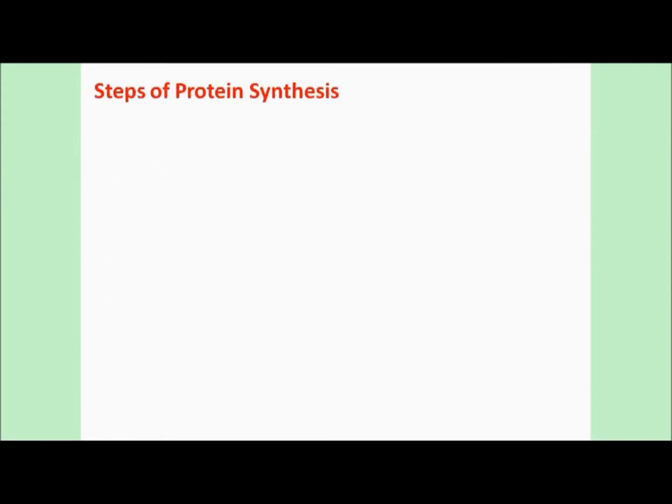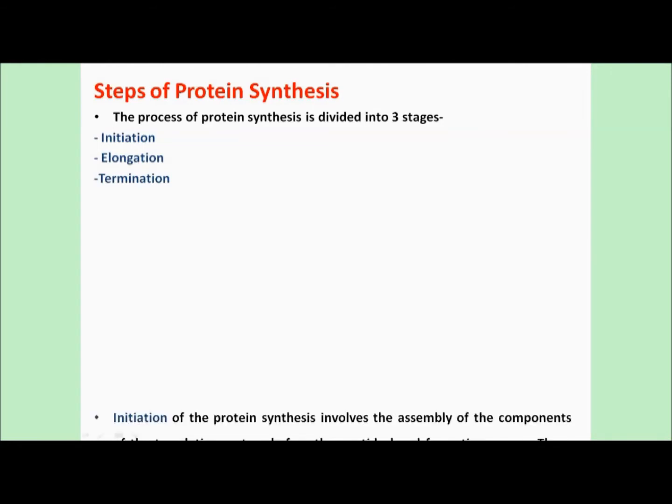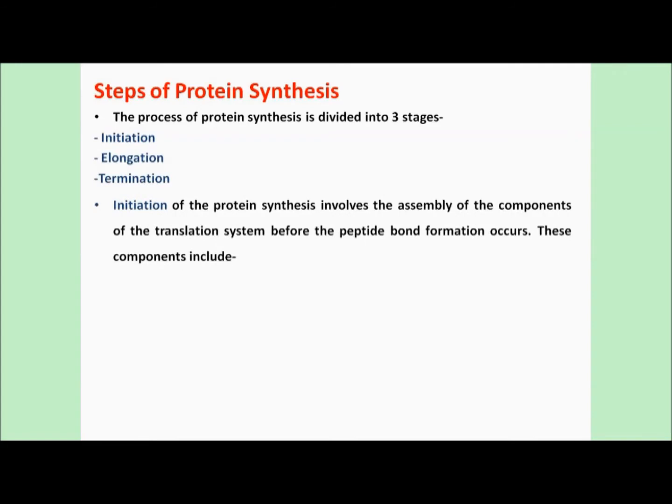So let's start protein synthesis, how it occurs in the prokaryotes. In the prokaryotes, and also in the eukaryotes, it is divided into three parts only: initiation of the synthesis, next the elongation, and next the termination. So what is the initiation?